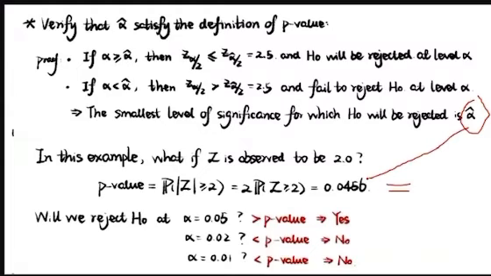At 0.05, 0.0456 is less than that. Yes, reject. That is what that yes means. When the p-value is greater than alpha, we're going to fail to reject. That's why you see no, no. Any question?